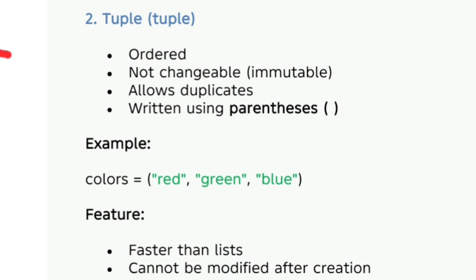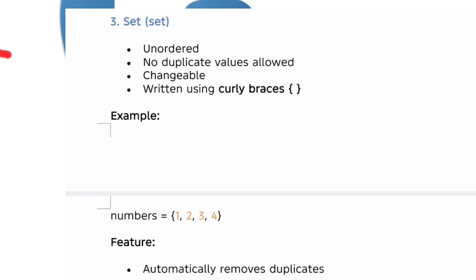The following collection data type is set. A set is unordered. A set does not allow duplicate values. A set is changeable, and a set is declared using curly braces. For example, we have a set called numbers assigned 1, 2, 3, 4. So the features of a set: a set automatically removes duplicates.